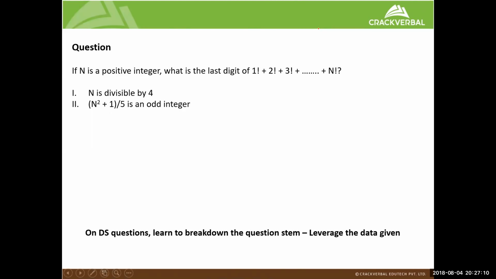Ashwati, the last question would be what? Approximately 550, 500 level, I would say. Right? It's just a very, very easy one.